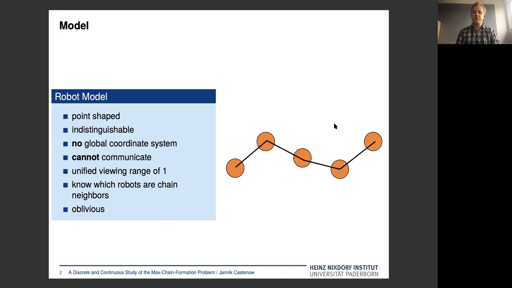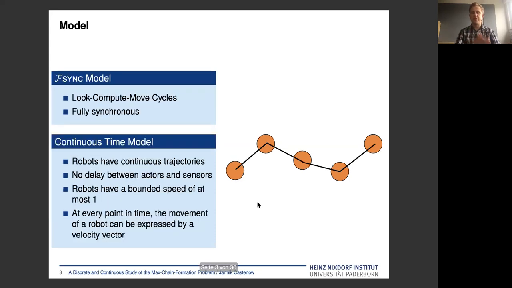And robots only see a small portion of the world around themselves. They only see up to a distance of 1. And here we have a chain topology where we have inner robots and outer robots. Inner robots have 2 neighbors and outer robots only have 1 neighbor. And the distance between 2 neighbors in the chain is always at most 1. And the robots are oblivious, so they don't have any memory of the past. This is covered in the time model.